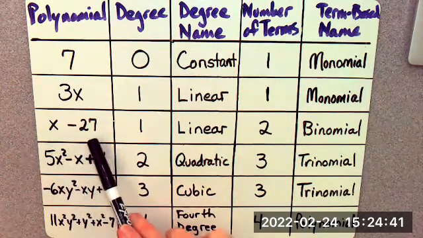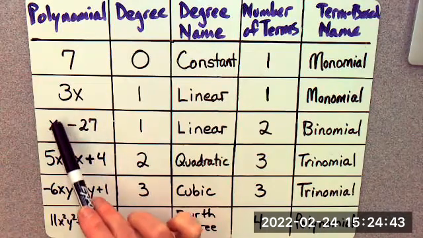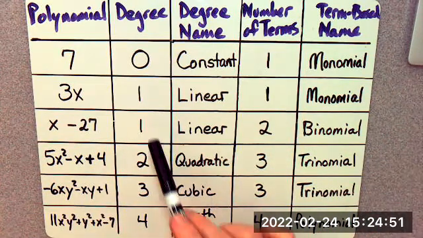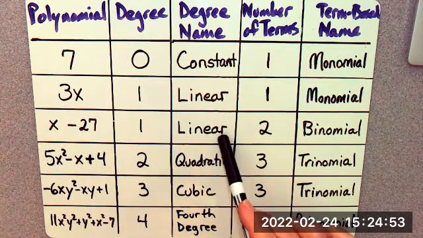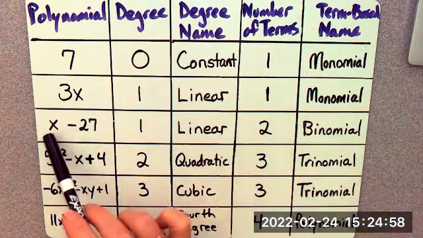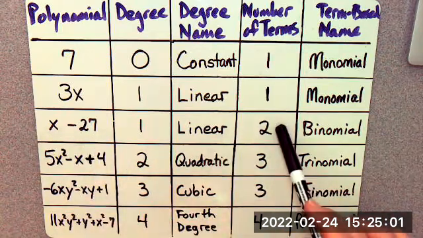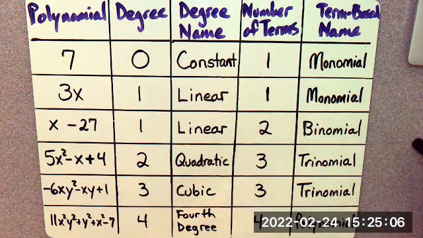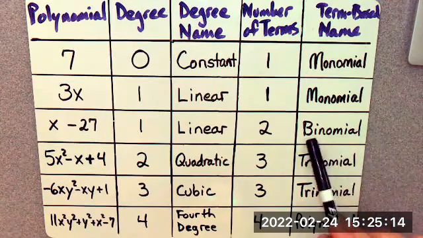If I have x minus 27, that again has a degree of 1 because x without an exponent is x to the 1. So the degree is 1. It again is linear when it's a degree of 1. And it has two terms, 1, 2. So we have two terms and it's called a binomial. Now we ride bicycles, which have two wheels. So bi means two and nomial number. So two numbers, 1, 2.